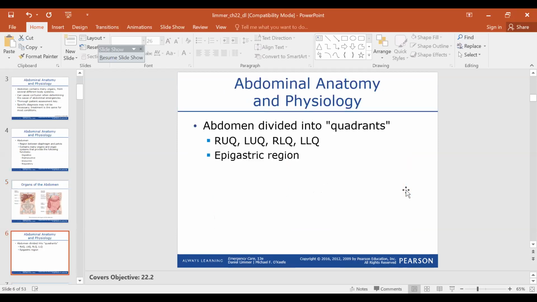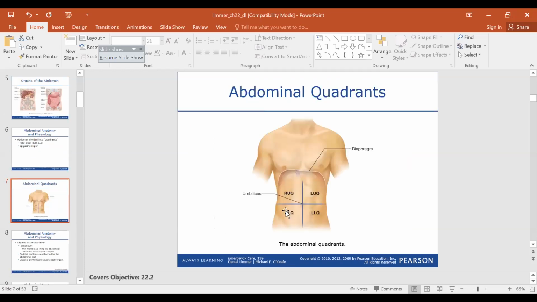So it is divided into 4 sections: right upper, left upper, right lower, left lower. Epigastric region, and here is a visual of the quadrants. It's good to remember them, especially when you're talking to a doctor or a nurse. You talk in medical terminology when we're out in the field, out on the job. So knowing your quadrants is very, very important. And here, your diaphragm is right here. So the diaphragm divides the stomach, the abdomen, from the chest, the thoracic cavity.